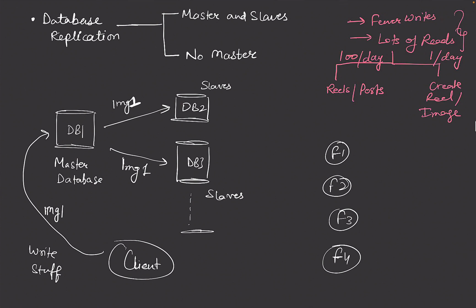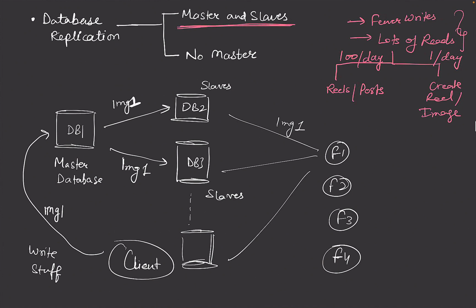And if we have multiple slaves and all of them have our latest image, then they can go to any of these slave databases to get image 1 basically. So this is the master and slave paradigm when we want to replicate the data, which is followed in a lot of cases in a lot of systems.